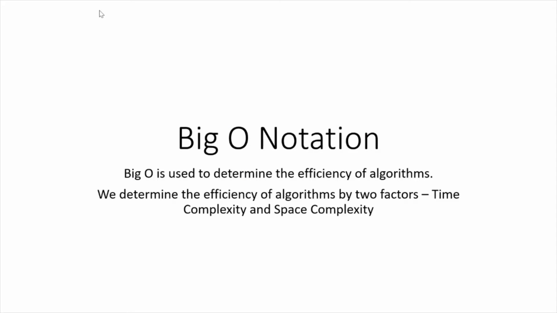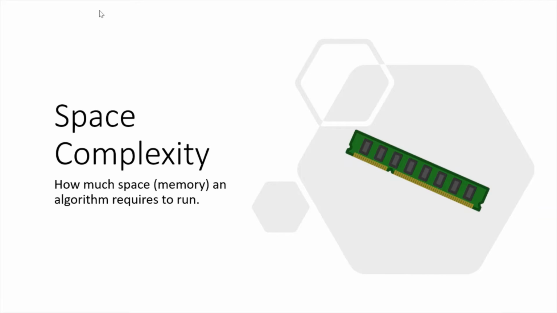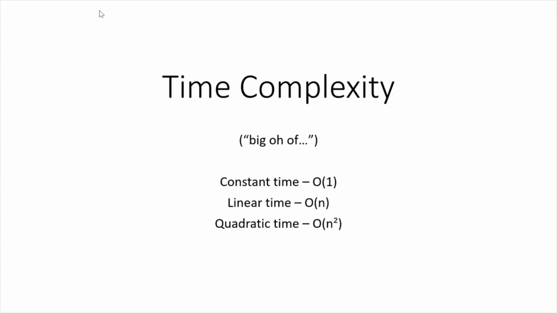Big O is used to determine the efficiency of algorithms, and we determine the efficiency of algorithms by two factors: time complexity and space complexity. Time complexity is how much time an algorithm takes to run, and space complexity is how much space or memory an algorithm requires to run.